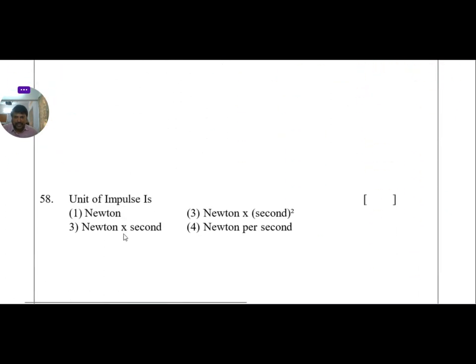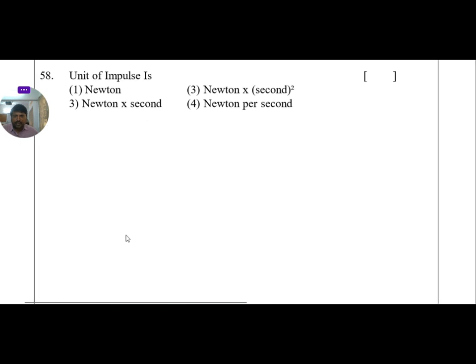Let's go to 58th question. Unit of impulse is, we know very well impulse is equal to average force into time. So already we know very well SI unit of force is Newton and time is second. So the unit of impulse is Newton second. Option 3 is the right answer.